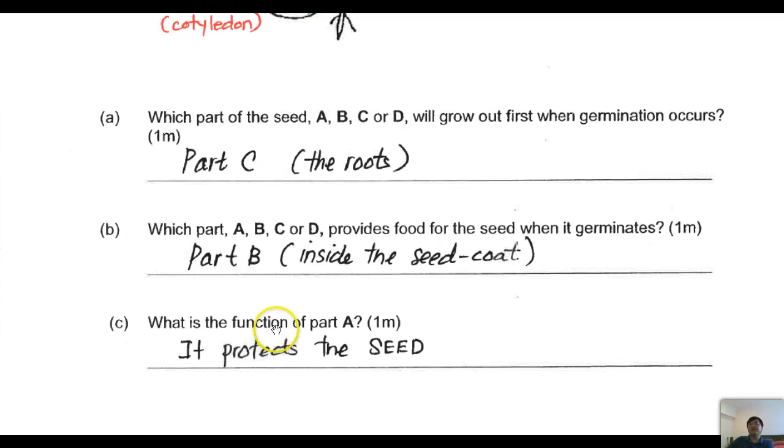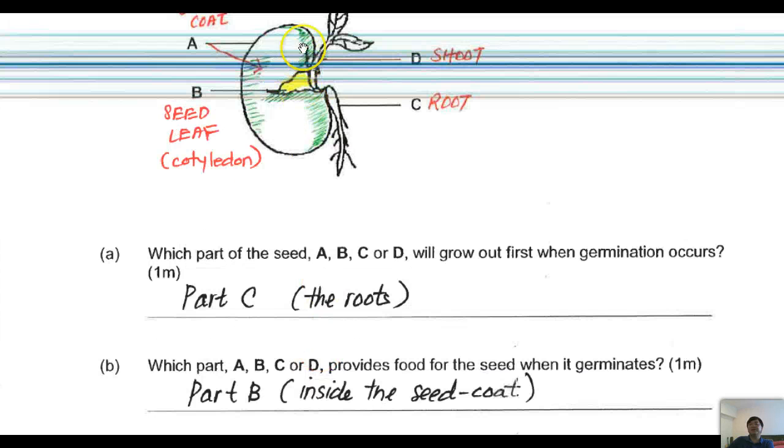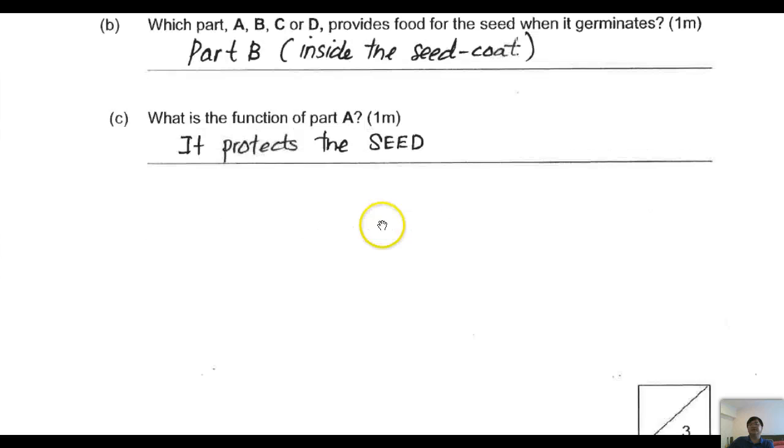The last part, what is the function of part A? Part A is this, the hard shell. The shell is just to protect the seed. That is all. Okay, end of paper.